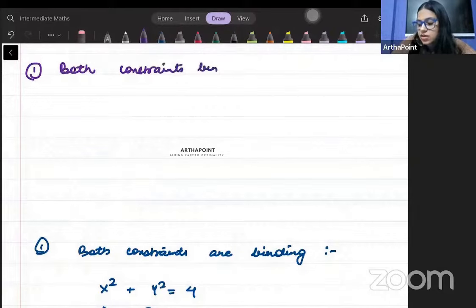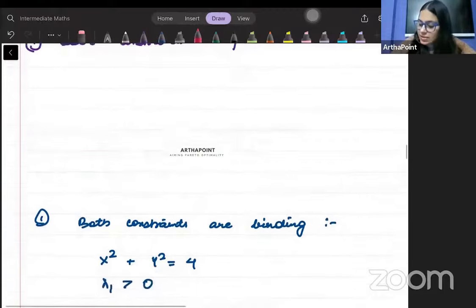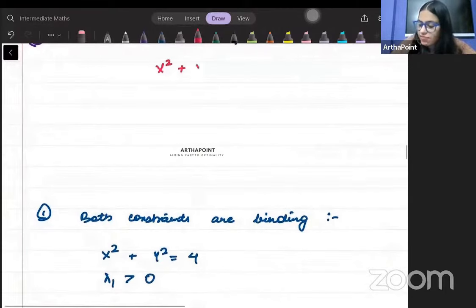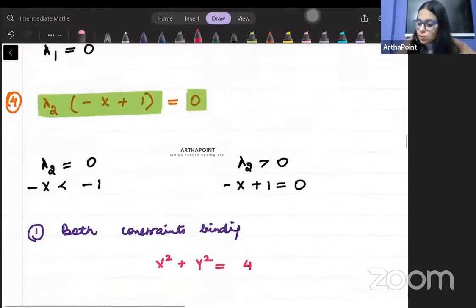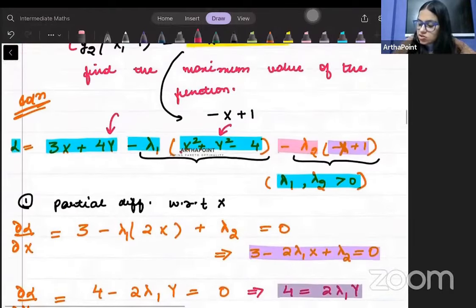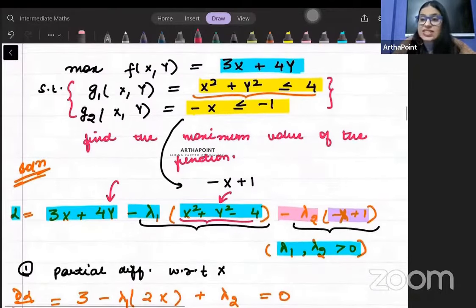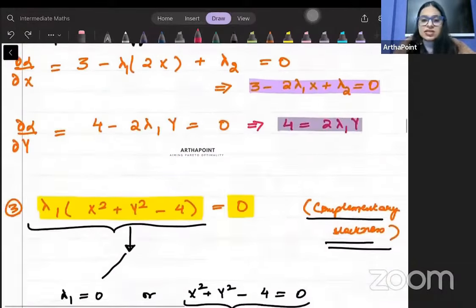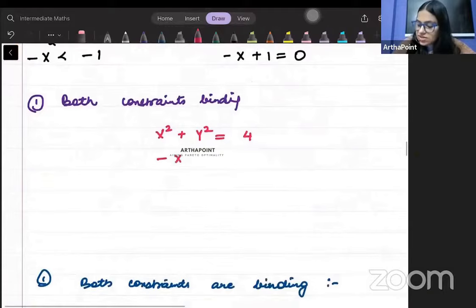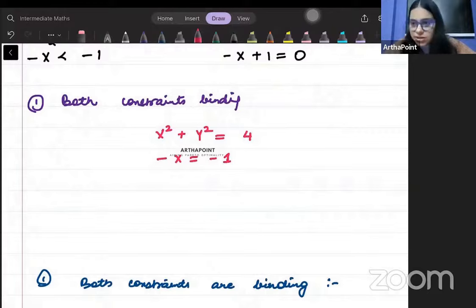Both constraints are binding. Both constraints binding का क्या मतलब है? इसका ये मतलब हो गया कि देखो, I am following them with equality. So x square plus y square भी equal to 4 है. The first constraint, x square plus y square minus 4, is 0. So x square plus y square is equal to 4. Equality के साथ वो meet कर रहा है. And minus x is equal to minus 1. Both constraints are binding. That is my first condition.